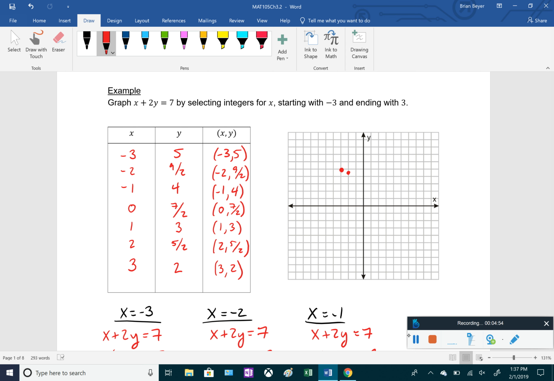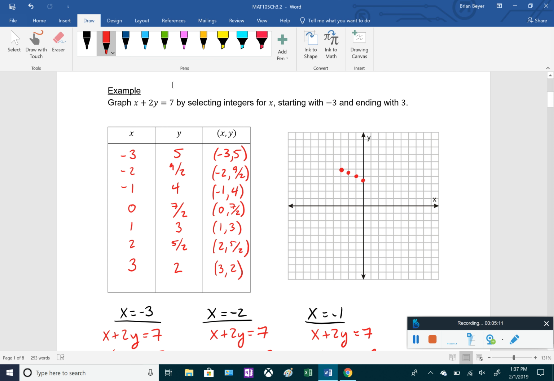Next one, -1, 4, that's going to be right here. Left 1, up 4. Then 0, comma 7 over 2. 7 over 2 is about 3.5. So that's going to be right there.